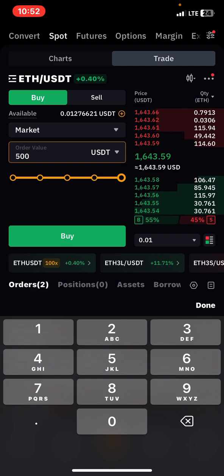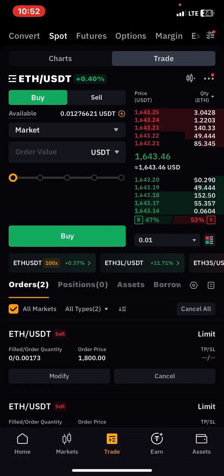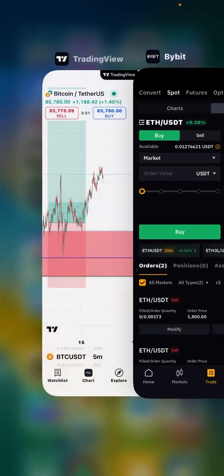But the problem now is it's not just about buying. How do you know when to buy? I'm going to give you the secret in just a second. Now you need what is called your TradingView.